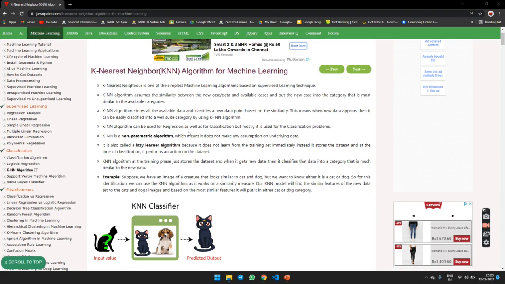It is also called a lazy learner algorithm because it does not learn from the training set immediately. Instead, it stores the data set and at the time of classification performs an action on the data set. The KNN algorithm at the training phase just stores the data set, and when it gets new data, it classifies the data into the category that is most similar to the new data.